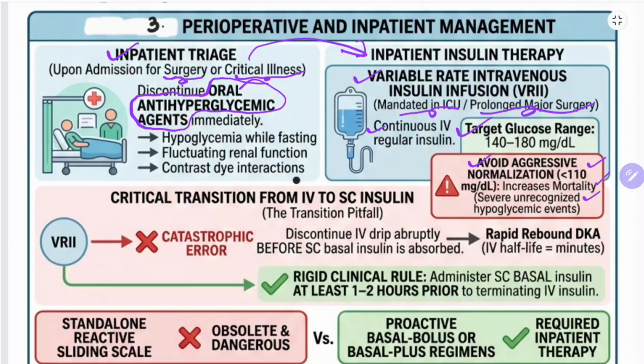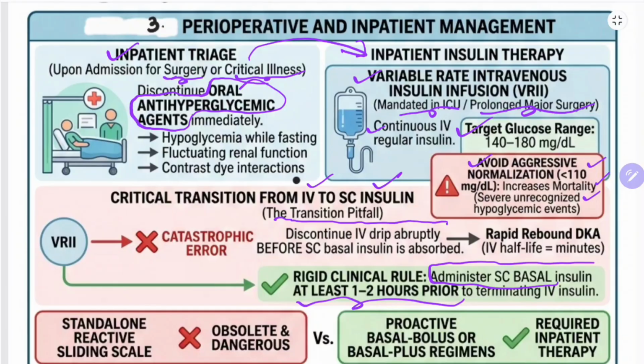Now once the acute phase resolves, one thing to remember is how to transition the patient from IV to subcutaneous insulin. The golden, important point to remember is: administer subcutaneous basal insulin at least 1 to 2 hours prior to terminating IV insulin. This is an important point.